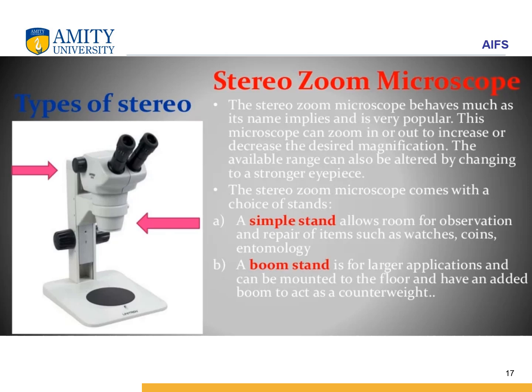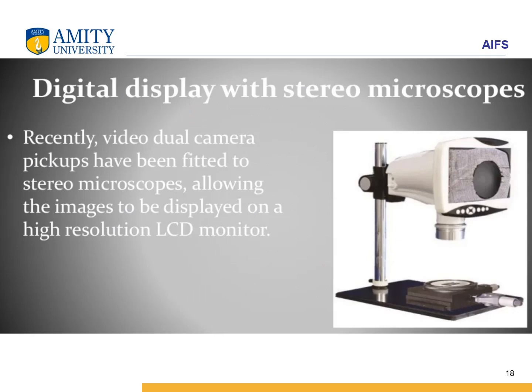The next type of stereo microscope is the digital display stereo microscope. It is going to display the image as it is. You can see the object below, and you can see the image of it in the camera. There are dual camera pickups fitted to the stereo microscope, allowing the images to be displayed on a high resolution LCD monitor.